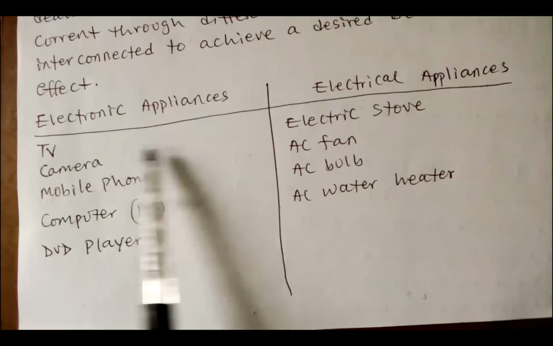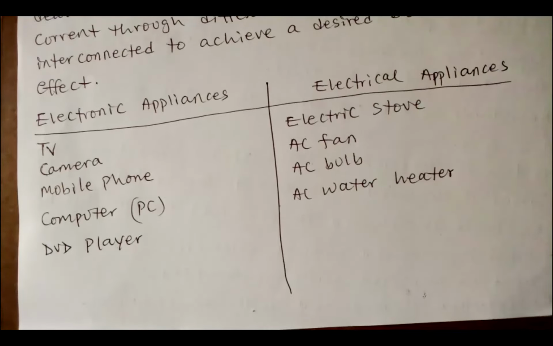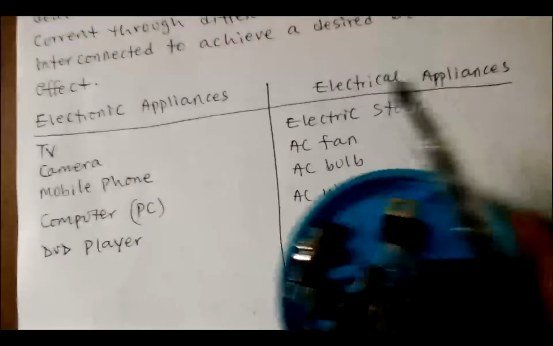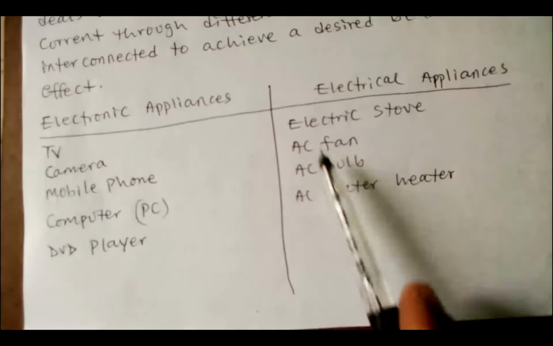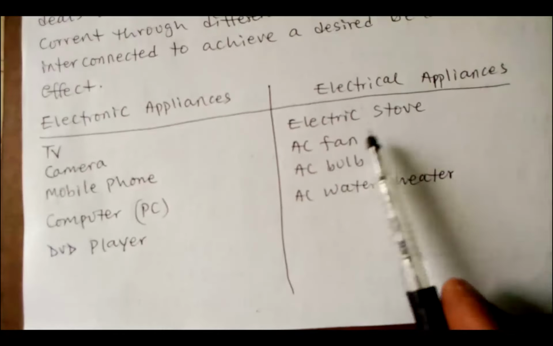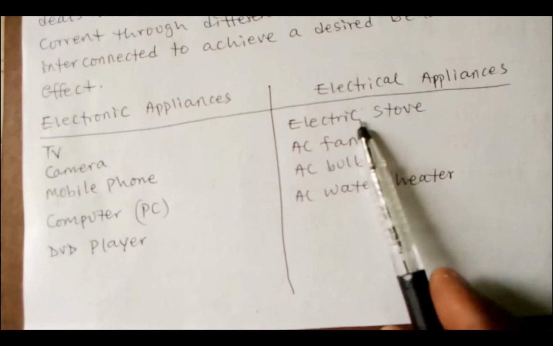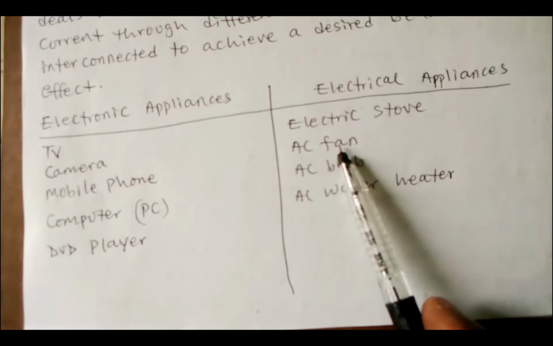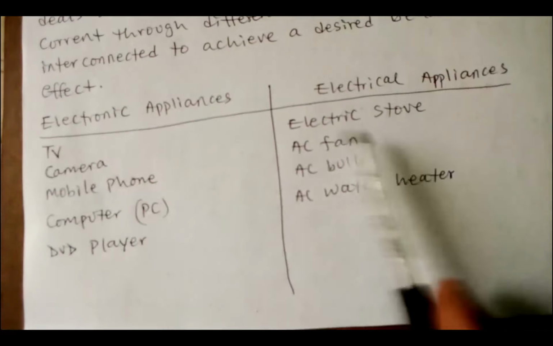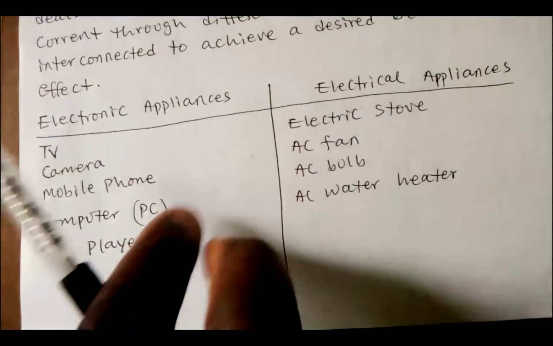Now, electronic appliances are made up of all these semiconductors, which we are going to talk about very soon. Anything made up of semiconductors is electronics. In your electric stove, you don't see anything like semiconductors, just a pure heater with switches. In your fan, you have some coils and wires. So you know the difference between electrical and electronic appliances.